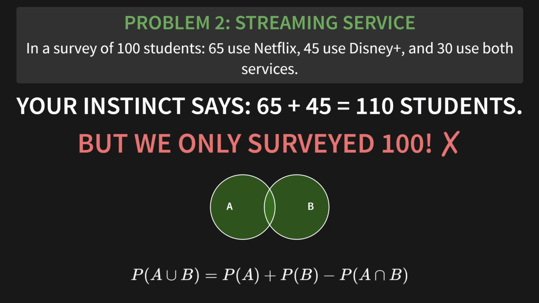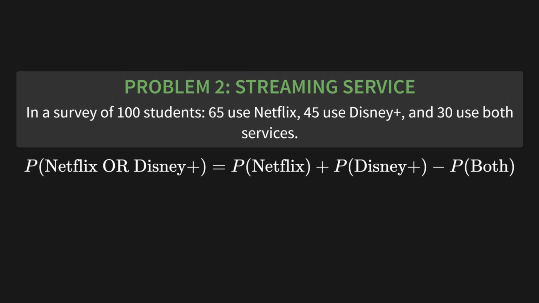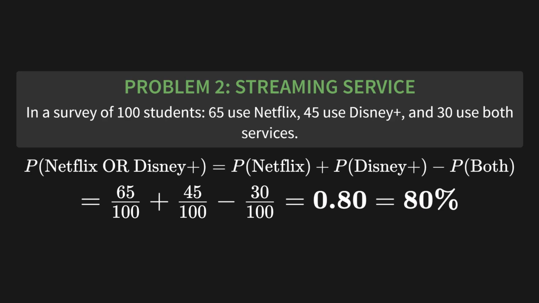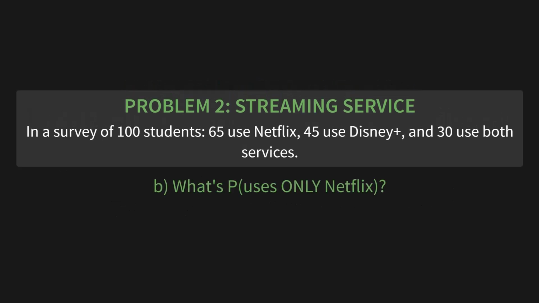So here's the addition rule for probability. When you want the probability of A or B, you add their individual probabilities but subtract the overlap. Otherwise, you're double counting. So let's crunch the numbers. Netflix users make up 65% of students, Disney Plus users are 45%, and those using both services, 30%. Now, when we apply the addition rule and account for that overlap, we get 80% of students using at least one service.